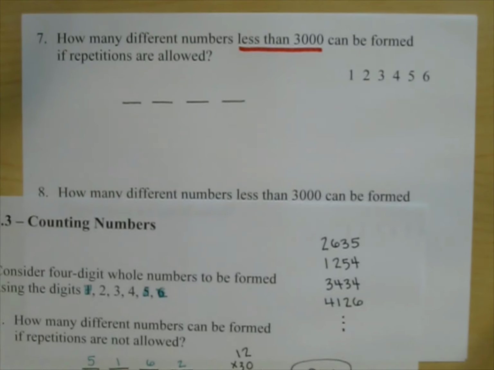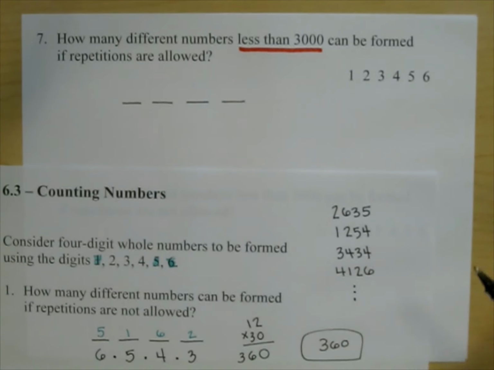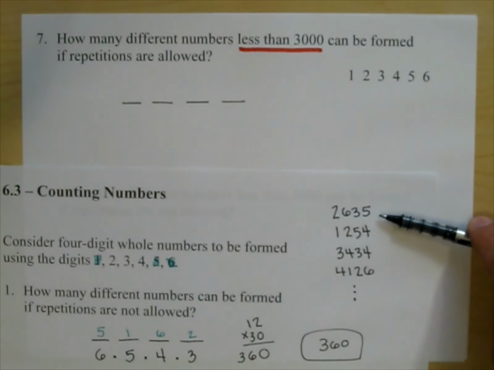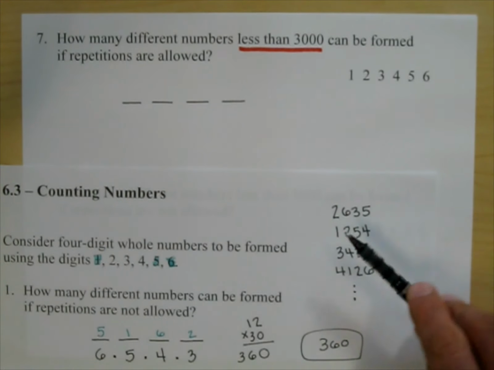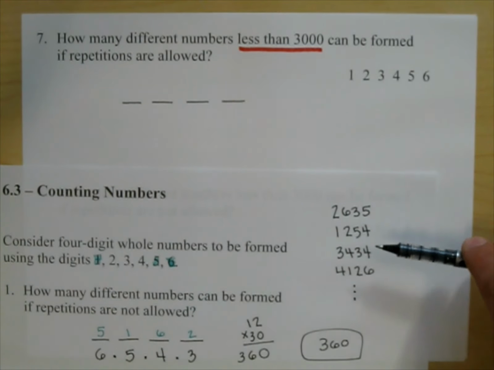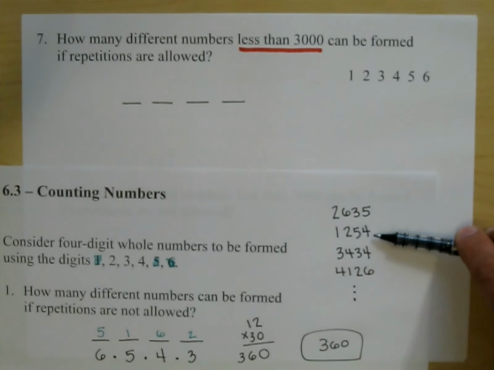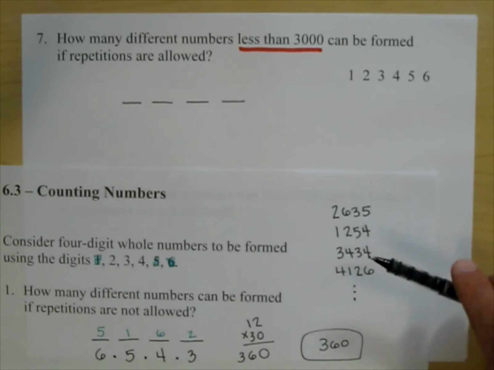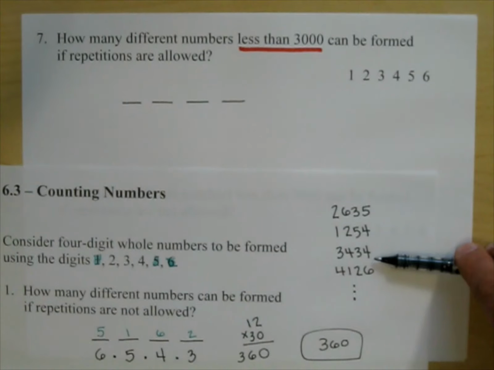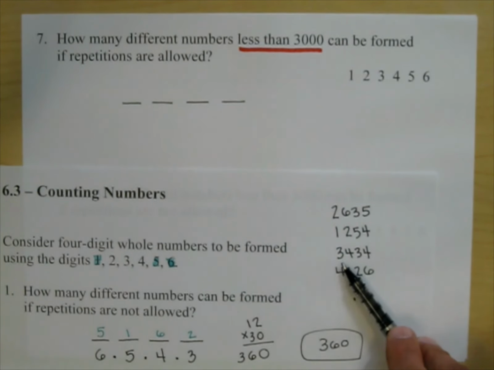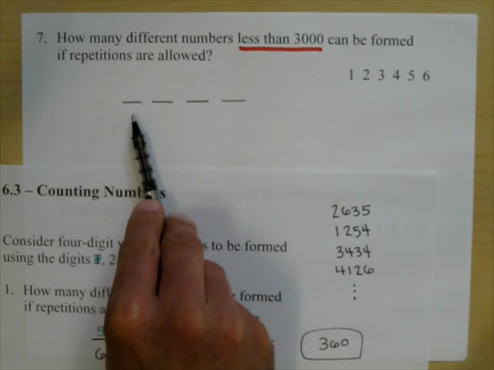So we'll bring back these guys here. Is 2,635, is that less than 3,000? The answer is yes. What are you looking at to see if it's less than 3,000? The first digit. 1,254 is less than 3,000 because there's a 1 there. 3,434 is greater than 3,000. And we knew that because there is a 3 there and a 4 there. That's greater than 3,000 as well. So your restriction is in the first slot.